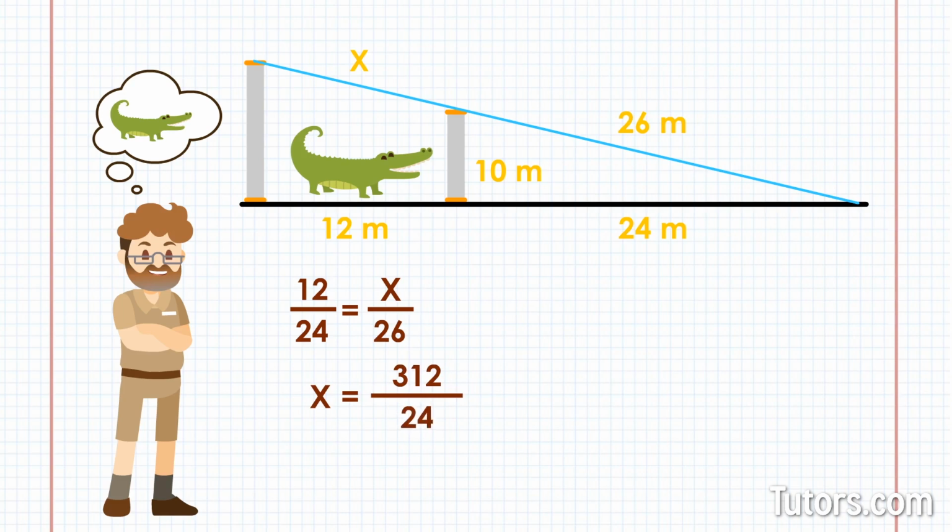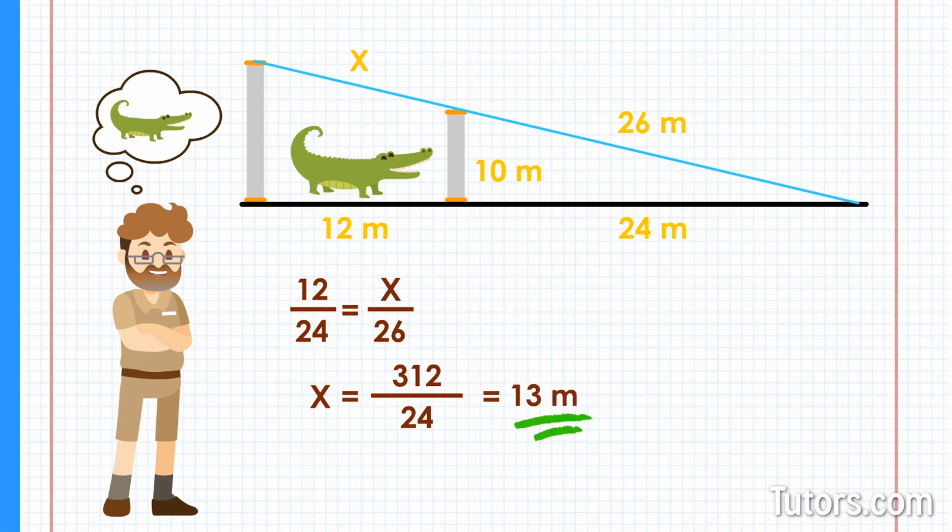So, how long must your aluminum lighting tubes be to safely span the crocodile enclosure? Did you get the right answer? They must be 13 meters long.